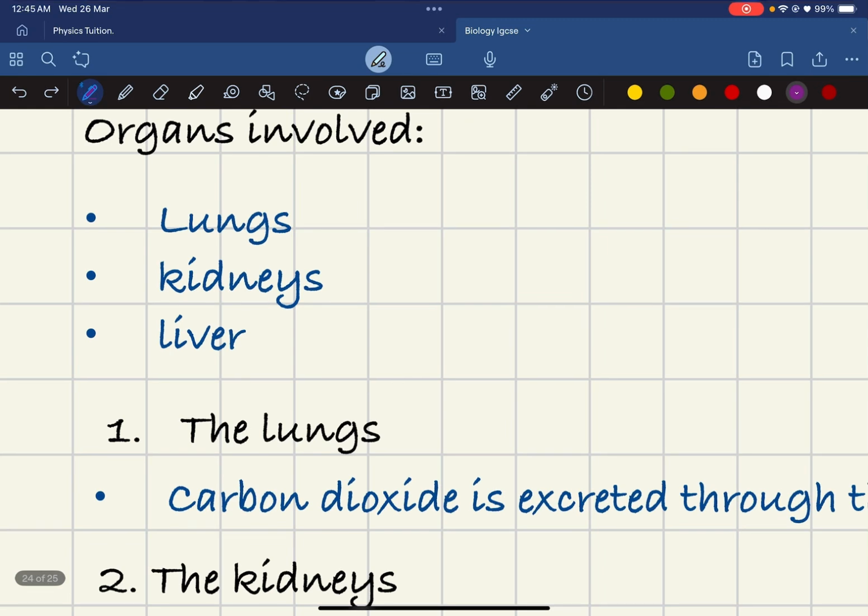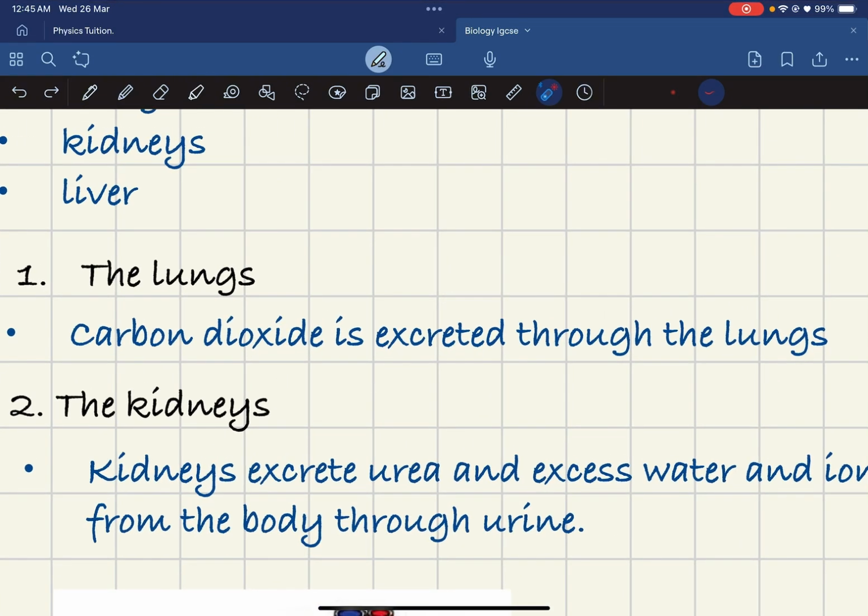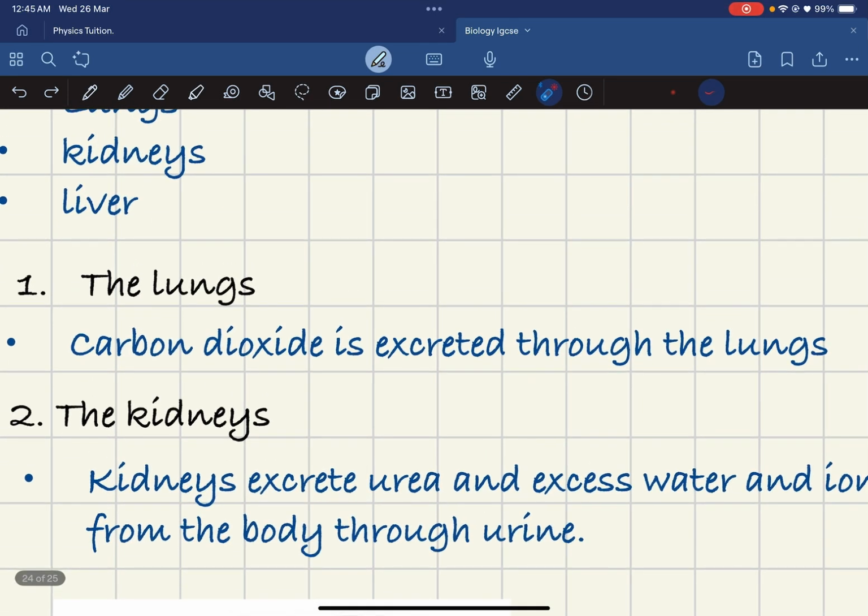So to start off with this chapter, we have three main organs involved. We have our lungs, kidneys, and liver. Starting off from the lungs, the lungs are the simplest organ in this chapter. The purpose of the lungs is basically to excrete carbon dioxide. One thing to remember is that carbon dioxide is a waste product.